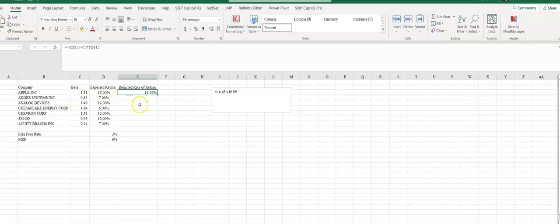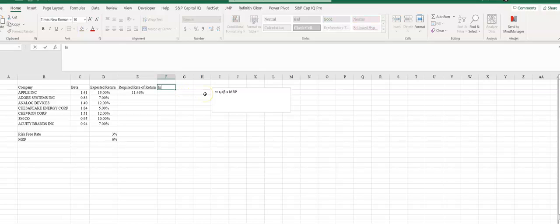So Apple required rate of return is 11.46%. As you can see, an investor who plans to invest in Apple stock expects to earn 15% return. Since the expected return exceeds the required rate of return, this is a legitimate investment. That is, the investor gets sufficiently compensated for the risk that they are taking, even earning a slightly higher return on it. So let's write a column in here.